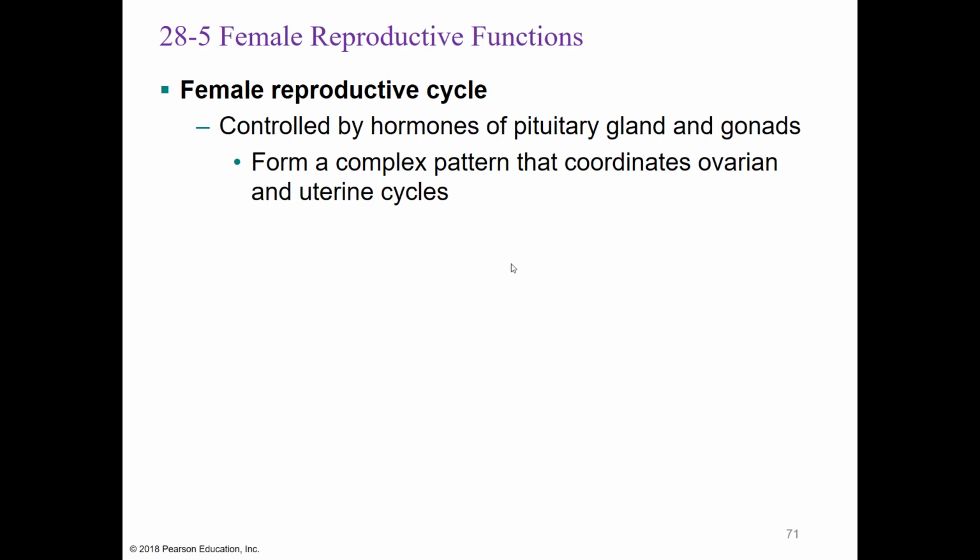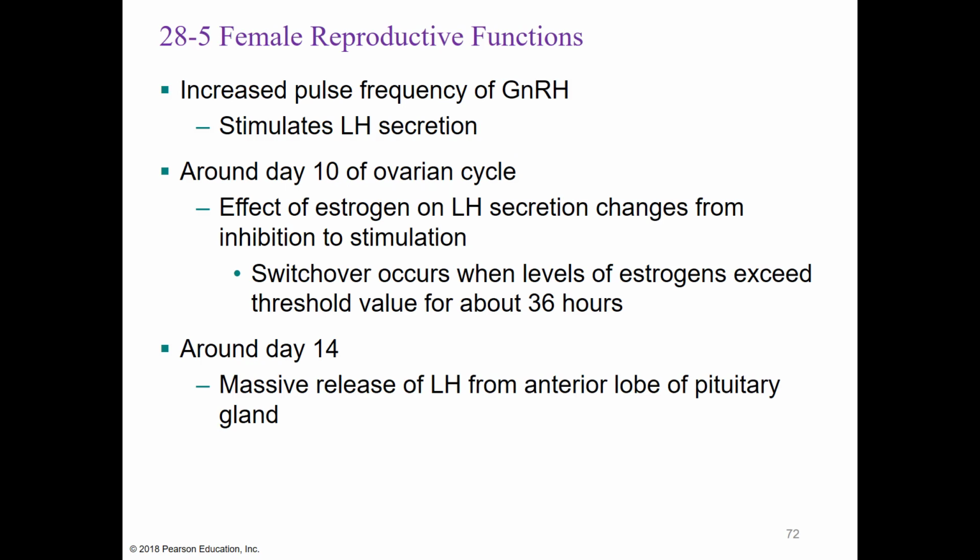The female reproductive cycle is controlled by hormones of the pituitary gland and gonads. There is a complex pattern that will coordinate the ovarian and uterine cycles that we just went over. The increased frequency of pulses of gonadotropin-releasing hormone will stimulate luteinizing hormone secretion. Around day 10 of the ovarian cycle, the effect of estrogen on luteinizing hormone secretion will change from inhibition to stimulation. This occurs when levels of estrogen exceed the threshold value for about 36 hours.